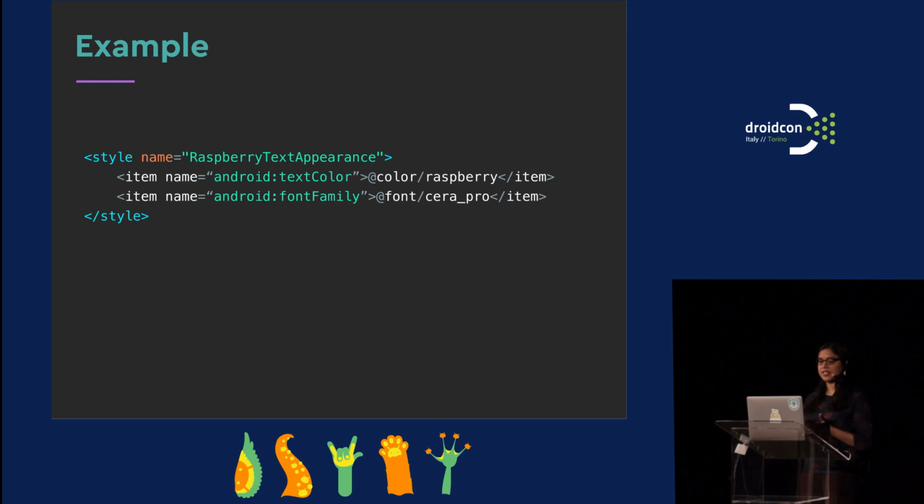So let's take a look at an example of a text appearance. Again, it's a good old style, but it has attributes styling text at the character level, like android:textColor and android:fontFamily.